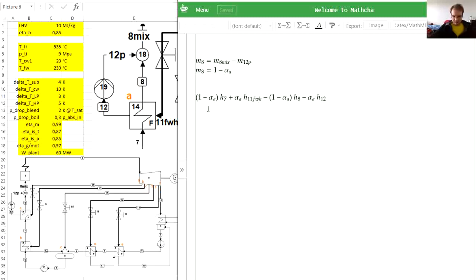So after manipulating the variables, we get alpha A equals a fraction where we have H8 minus H7 divided by H11 feed water heater minus H12 plus H8 minus H7.